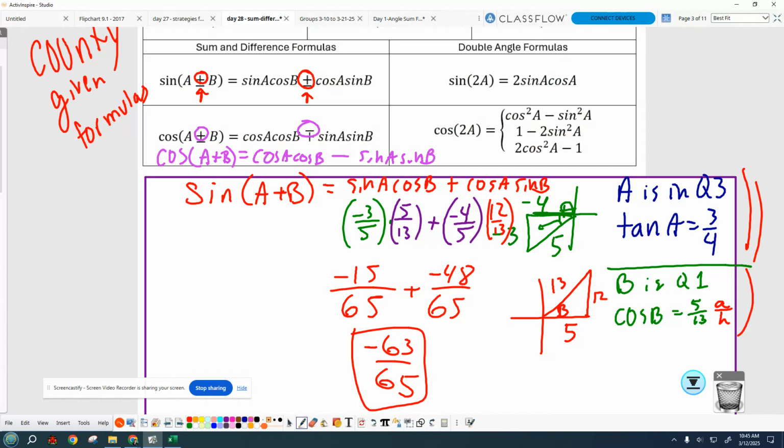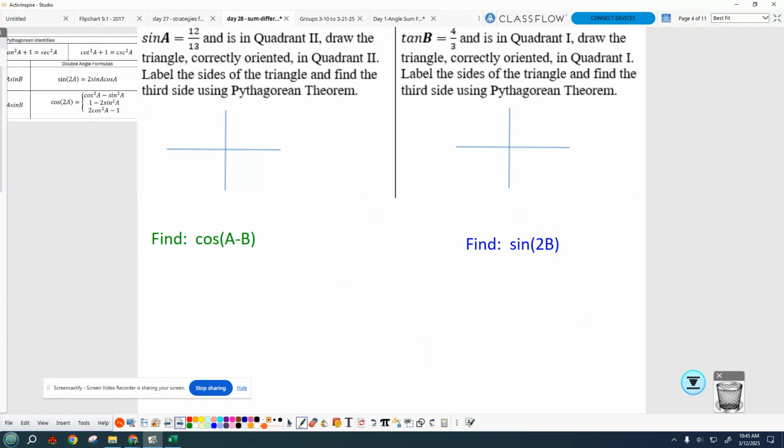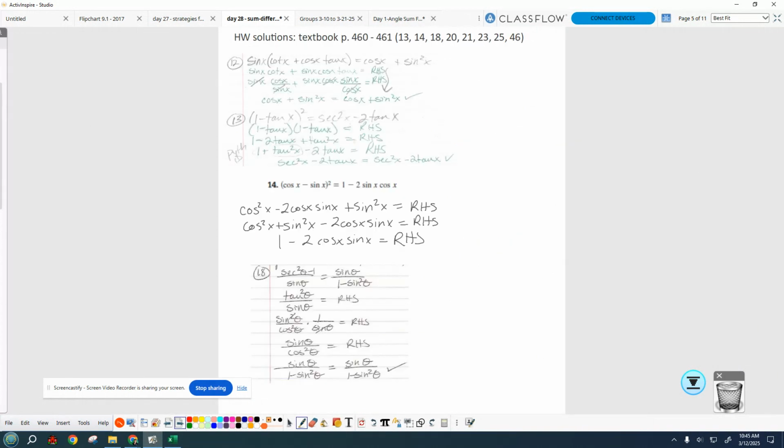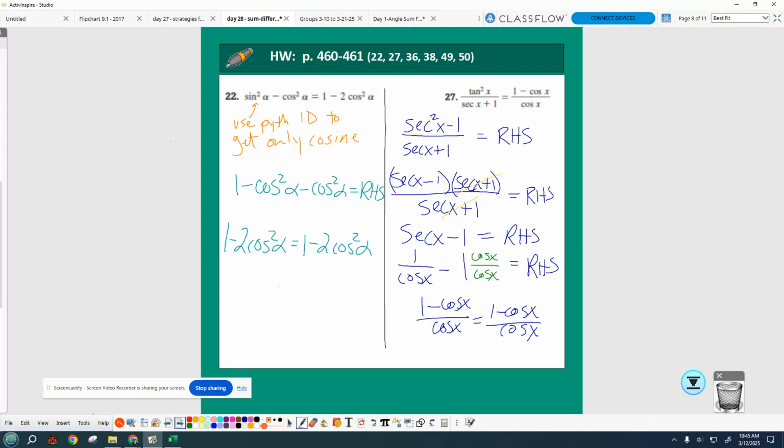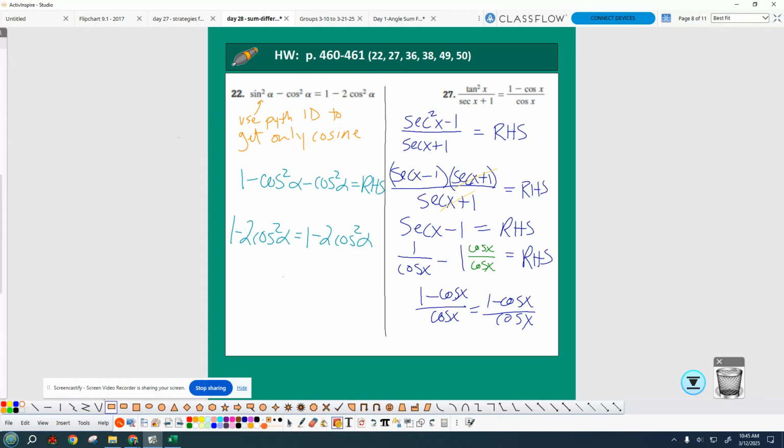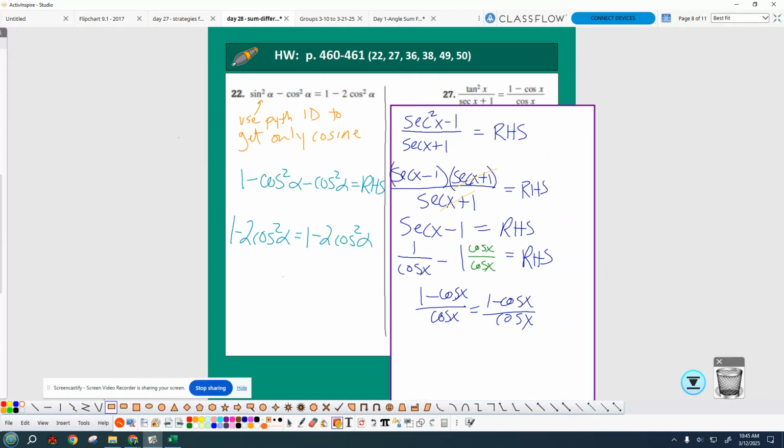But I would like to go over any questions you guys have on the homework that you had, so that you can be more prepared for the exit card. So questions on any of those? Yes? 27. This one, 27, was a bit of a stinker. Okay. So some of last night's homework were definitely a challenge.